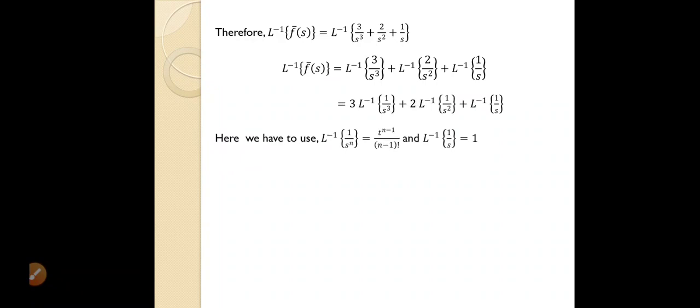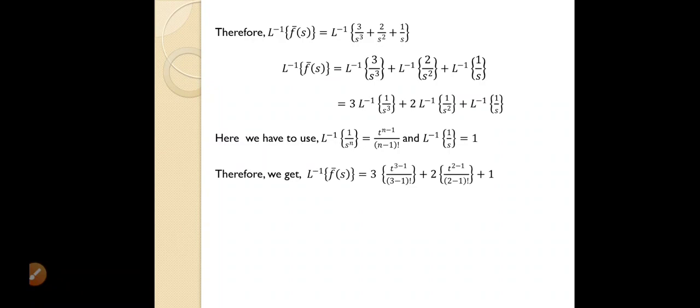And the last term in the latest step is L inverse of 1 upon s. It is nothing but one of the standard results and its answer is 1. So using these two results we are going to find L inverse of the given f bar of s.